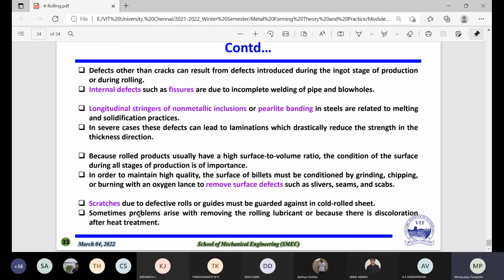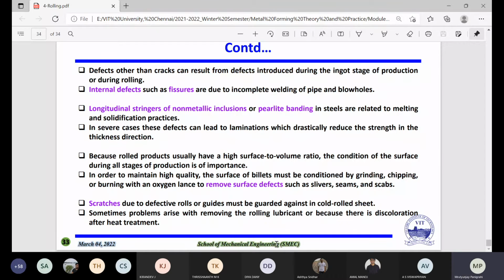And if you have scratches, you are getting them due to defective rolls or guides. If your rolls are defective, then, if you remember, I do not know whether Charles was doing it, he brought a cutter. In that cutter, when he was cutting, he found a crack on the grinder tip. The moment the grinder tip or the roller tip has scratches, that scratch will also be transferred to the material piece. So that also you have to remove.